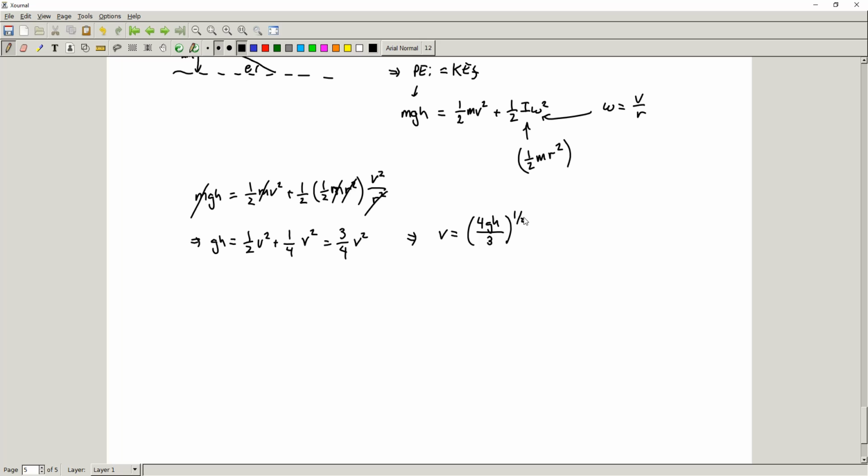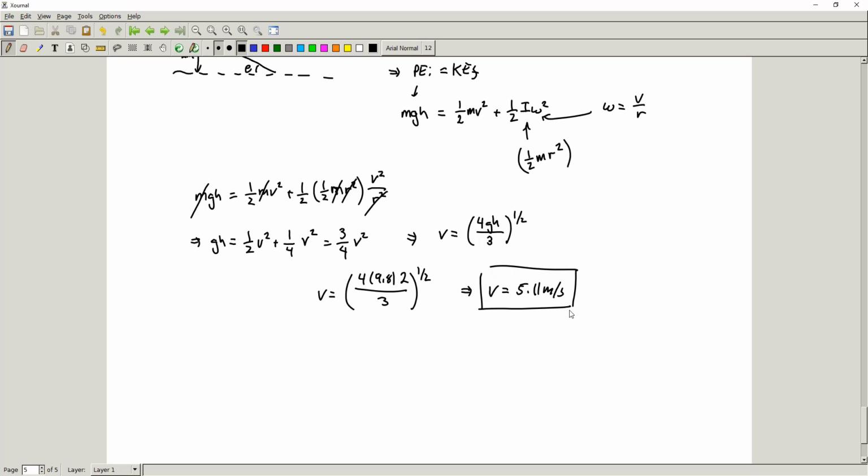We just need to substitute in numbers. So if we do that, we're going to find v. I'll just write in all the numbers. We'll have 4, 9.8. What was the height? It was 2 meters, and we have a 3 down here, and we're taking the square root of that. This is going to give us a velocity equal to, book says 5.11 meters per second.